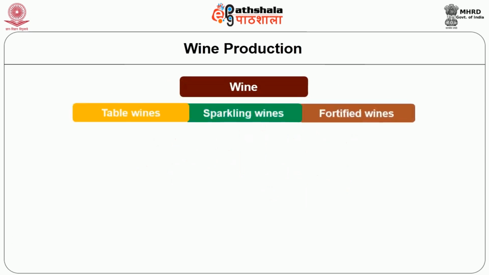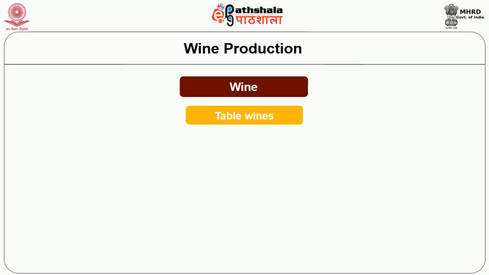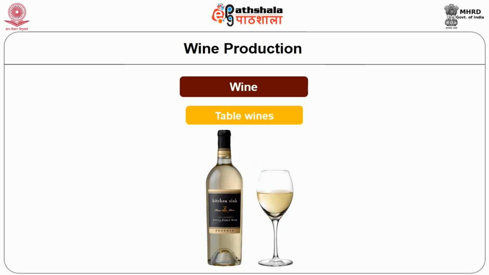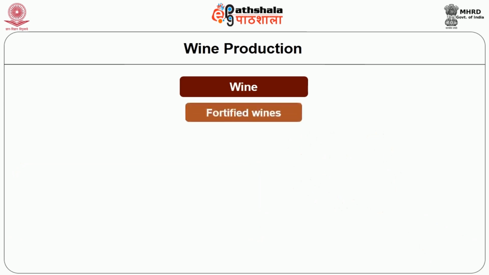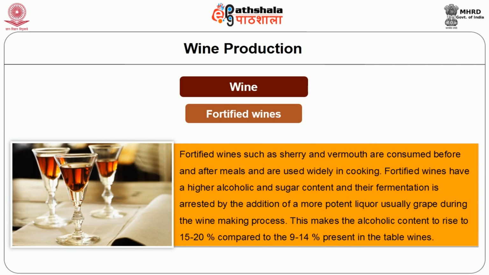Wine is classified into three major categories: table wines, which are also termed as still wines and are consumed as a complement to food. Sparkling wines such as champagne have a lot of effervescence and are used for festive occasions. Fortified wines such as sherry and vermouth are consumed before and after meals and are used widely in cooking also. Fortified wines have a higher alcoholic and sugar content, and their fermentation is arrested by the addition of more potent liquor, usually grape, during the winemaking process, and this makes the alcoholic content rise to 15 to 20% compared to the 9 to 14% present in the table wines.